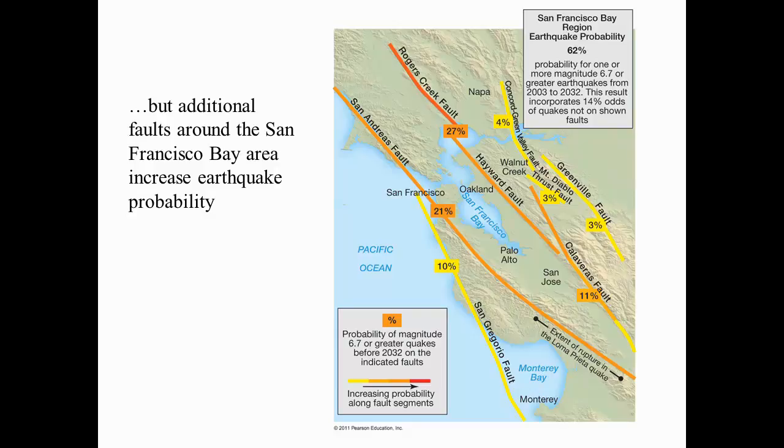Any questions? Anyway, this is how probabilities are assigned to different faults. It's based mainly on past earthquake activity.